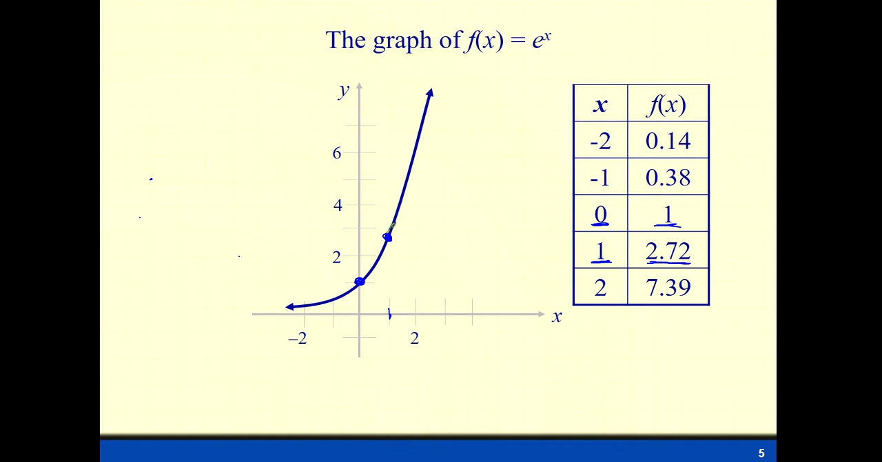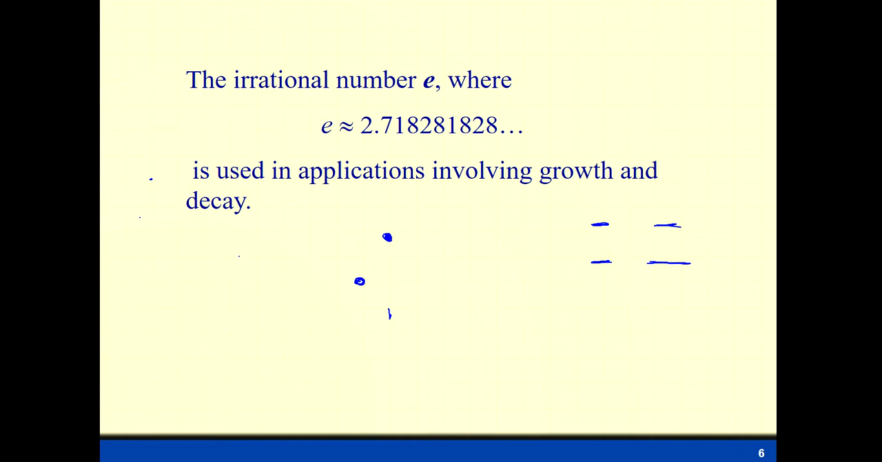Okay? Nothing too difficult. So this is our e, the irrational number e. So e is approximately 2.718281828. And just like pi, it goes on forever and ever with no repeating. Basically used in models for growth and decay.